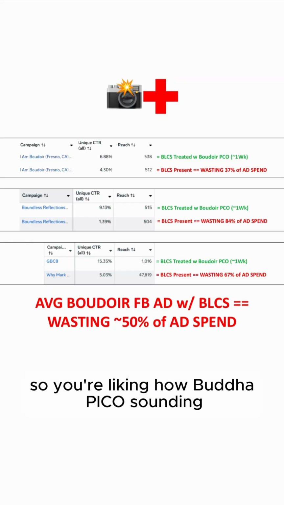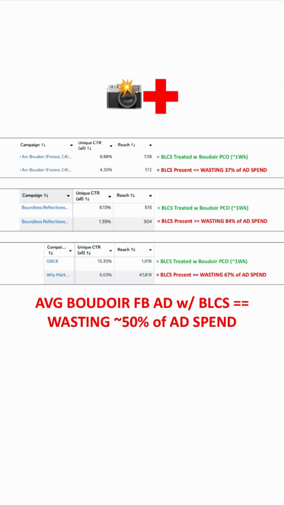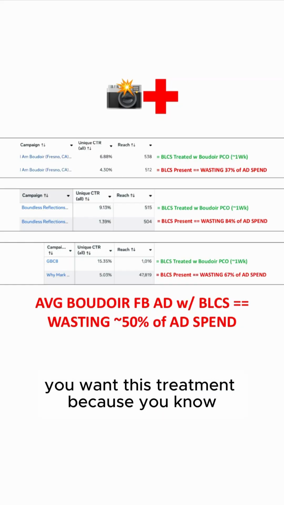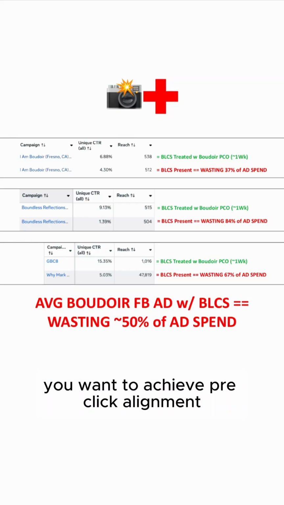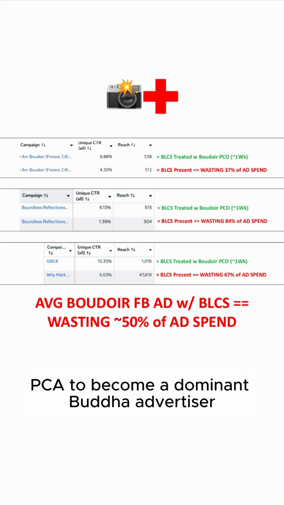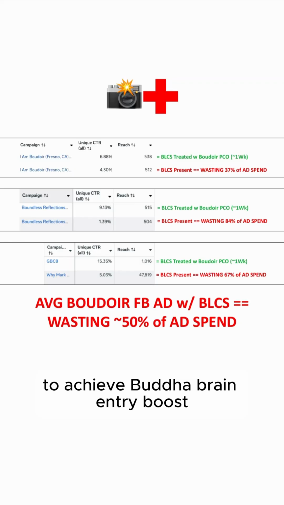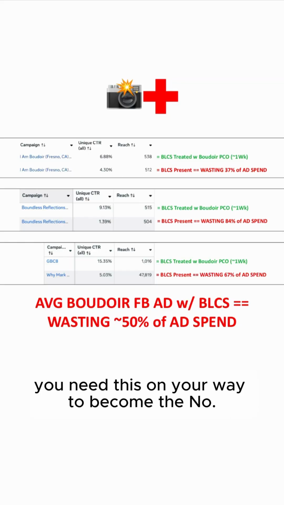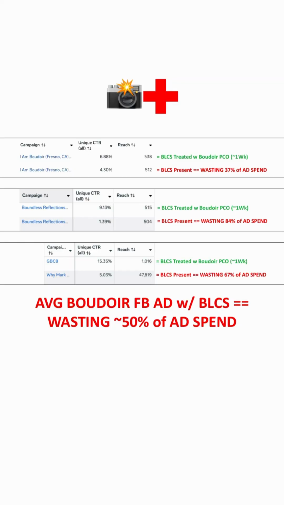So you're liking how Boudoir Pico is sounding, and you decided that you want to use it, you want this treatment, because you want to achieve pre-click alignment PCA, to become a dominant boudoir advertiser, to achieve boudoir brain entry boost, because you need this on your way to become the #1 boudoir photographer in your city.